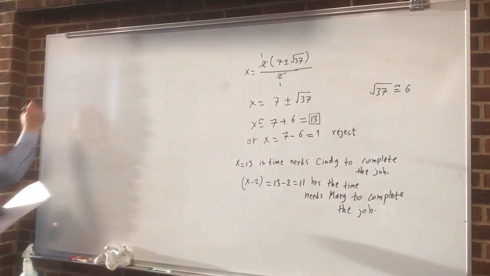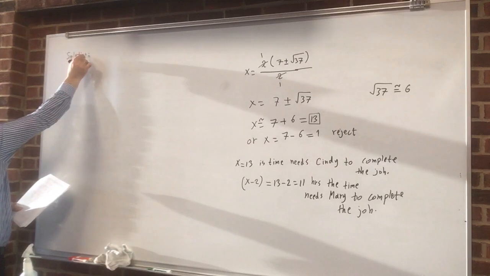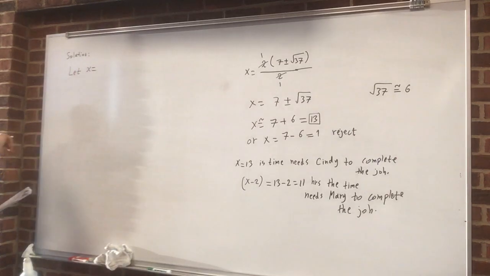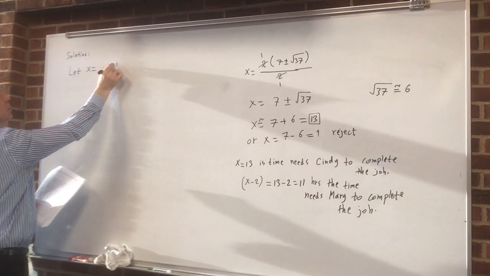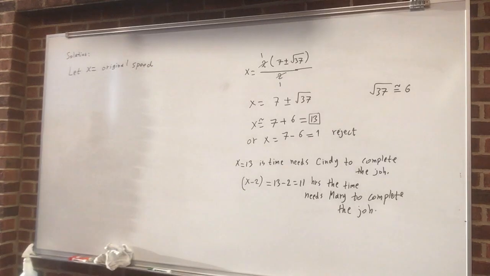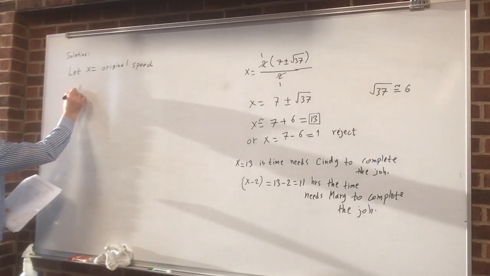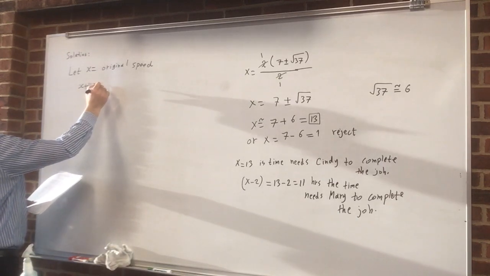So here we need to find the original speed and her speed returning home. For example, this is the solution: if we let x equal the original speed, during her return trip she was able to increase her speed by 11 miles per hour. So x plus 11 equals the return trip speed.